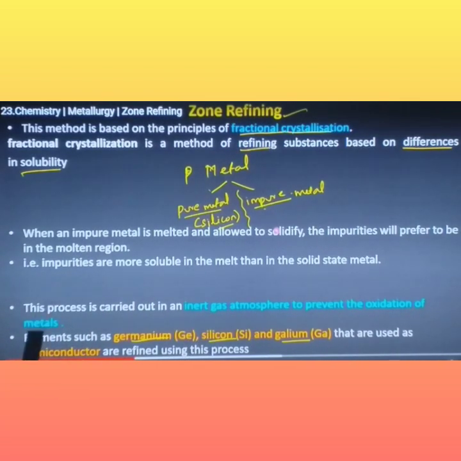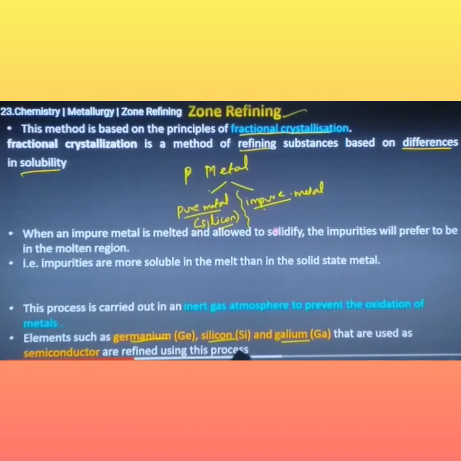Next, which metals do we refine using zone refining? Only the semi-metals. Semi-metals are also called metalloids, that is germanium, silicon and gallium. Germanium Ge, silicon Si, gallium Ga. These semi-metals, which are used as semiconductors, are refined using this process.